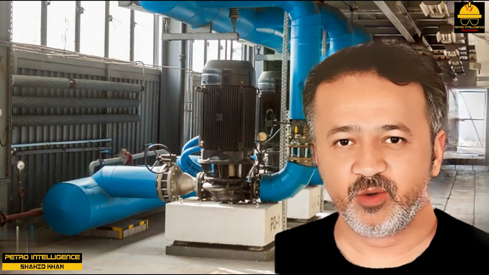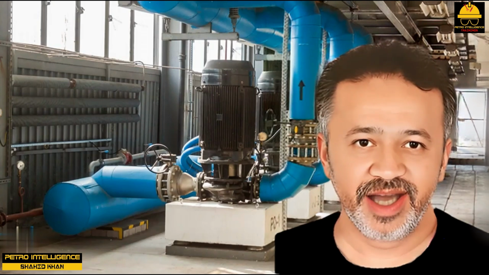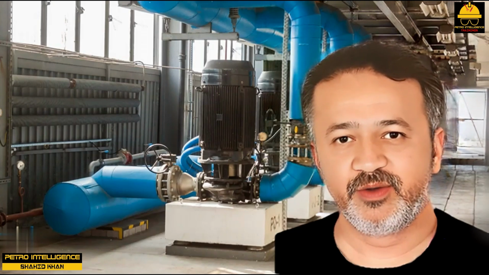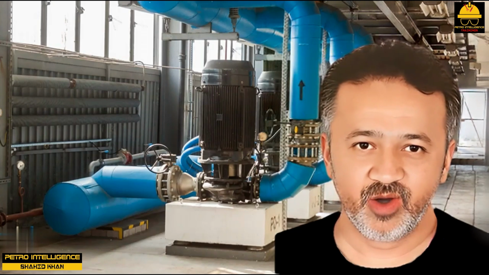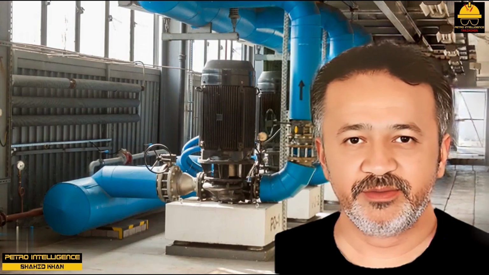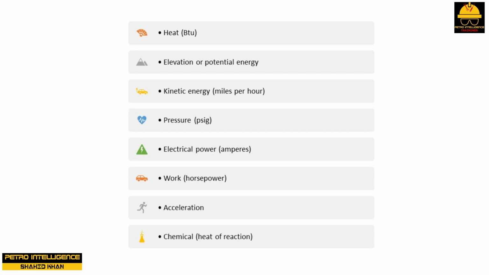Let's consider the change in the water velocity in the 3-mile pipeline when half the pumps failed. The velocity in the pipeline dropped from 8 down to 4 feet per second. Velocity is a form of energy, called kinetic energy. Energy can take several different forms. Heat in BTU. Elevation or potential energy. Kinetic energy in miles per hour. Pressure in PSIG. Electrical power in amperes. Work in horsepower. Acceleration. Chemical heat of reaction.